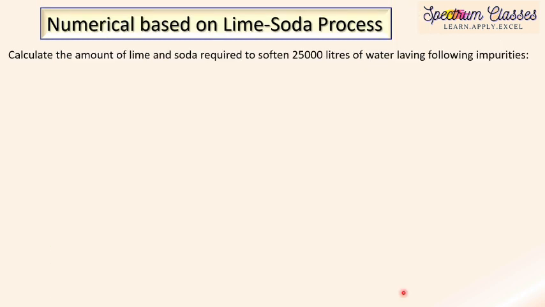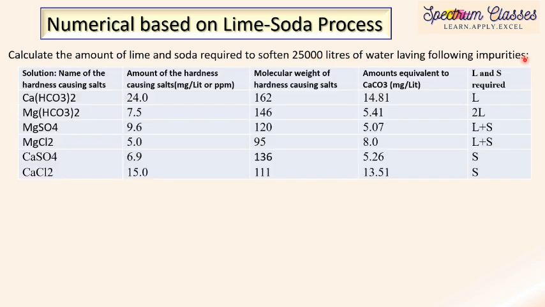Now the numerical problems, from here onwards you will understand all these things in a better manner. The numerical problem is: calculate the amount of lime and soda required to soften 25,000 liters of water having the following impurities. Rather than writing in statement form, I have simply written it in tabulated form to save the time of the video. These are the salts present in the water sample, their amounts, and their molecular weights. We have already done all this exercise in our previous video. Here again we are doing this.